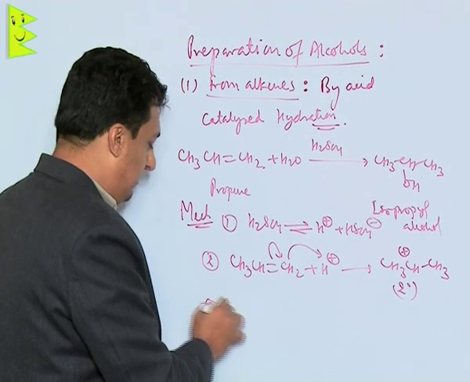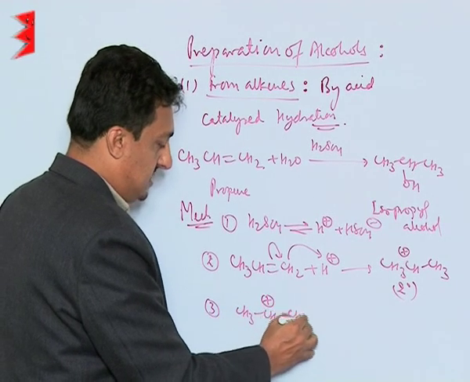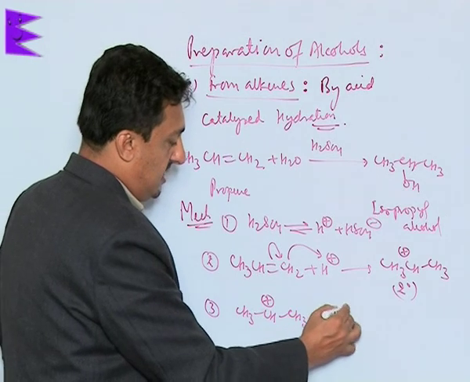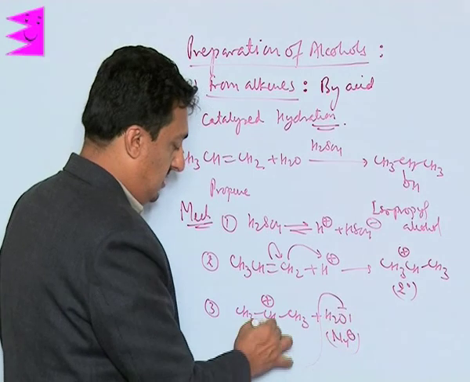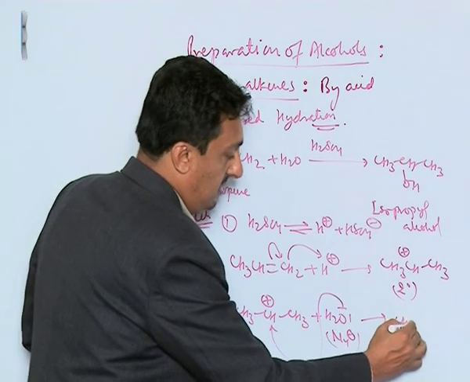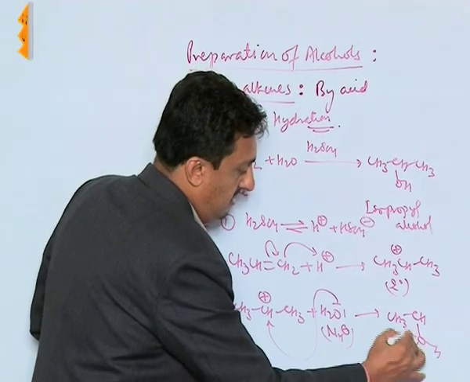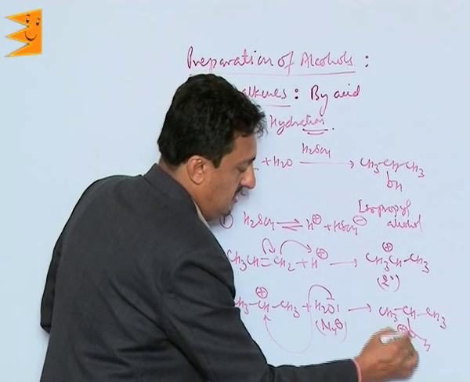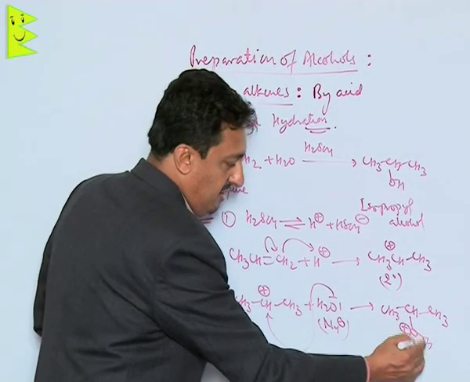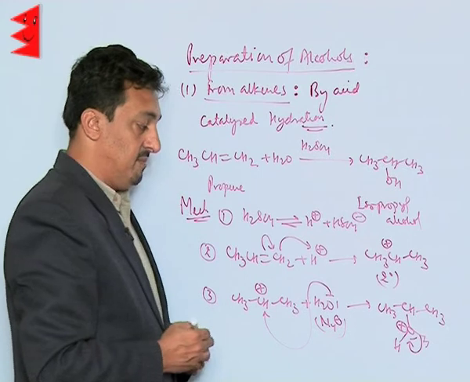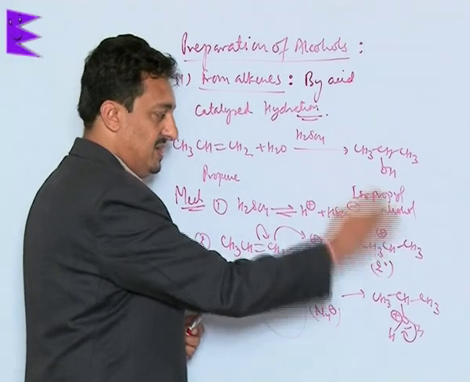Now as soon as the secondary carbocation is formed, water as a nucleophile attacks on this carbon, and what we get is this oxonium ion. Now oxygen has only one lone pair left, so it withdraws its one pair which it is sharing with the hydrogen, so that the H plus is given out.